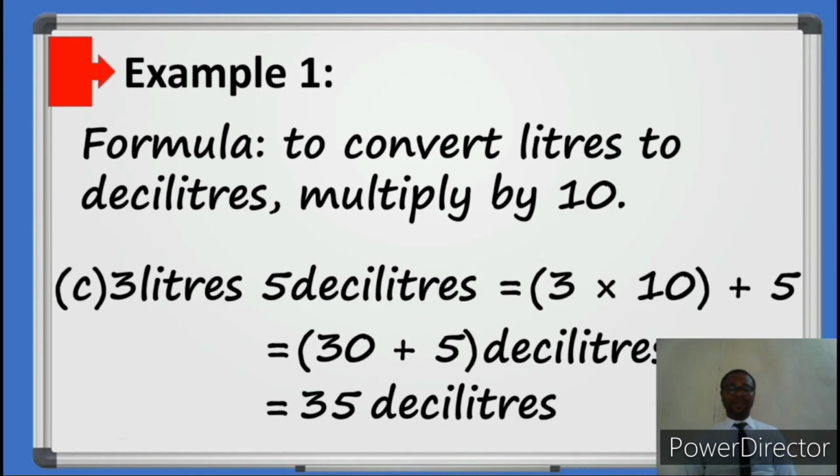That is example 1. So look at the formula we applied. To convert liters to deciliters, we multiply by 10. Let us take example 2.